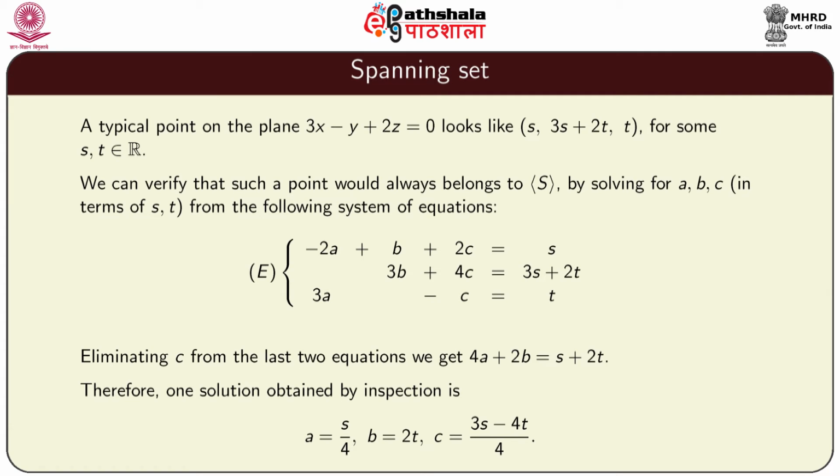A typical point on the plane 3x - y + 2z = 0 indeed looks like (s, 3s + 2t, t) for some real numbers s and t. Well, you know why is it so? Because 3x - y + 2z = 0 implies y = 3x + 2z. Therefore, you have liberty to vary the first and the third coordinate freely, and automatically the second one is fixed, and that is what you see in the expression (s, 3s + 2t, t).